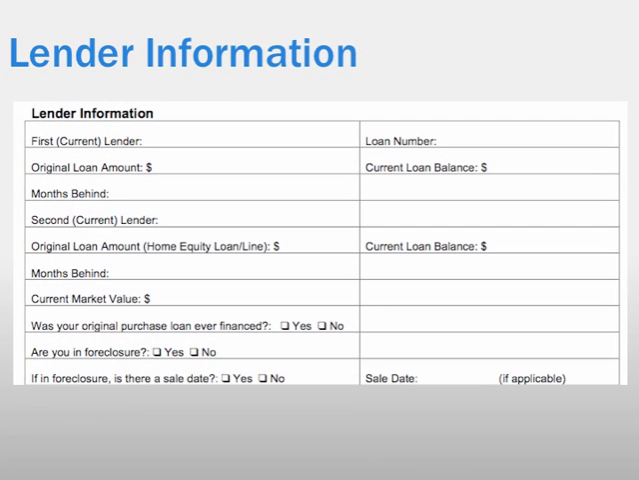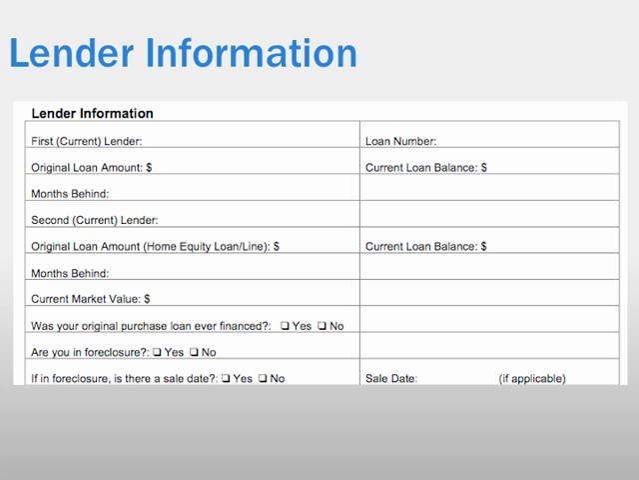Lender information. Now this is important. I want to go through this. When you see first lender, that doesn't mean the first lender they ever got for that home 5 to 10 years ago, wherever it may be. It's their current first lender. See, people have a first mortgage and a second mortgage. Some even have a third mortgage. So this is the first mortgage with the current lender.